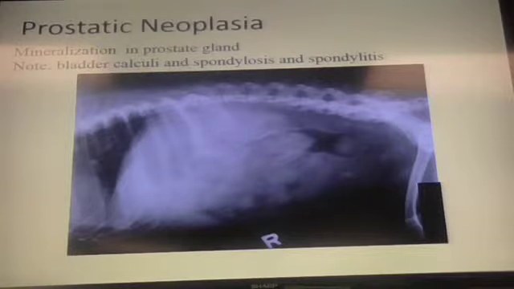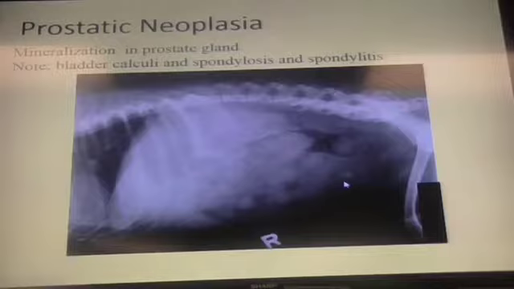So what we see in the prostate gland is mineralization. Everybody see that? And in the bladder, you see multiple calculi. So you find this with mineralization in the prostate gland and multiple calculi in the urinary bladder. How do you differentiate normal calculi from mineralized tumors?